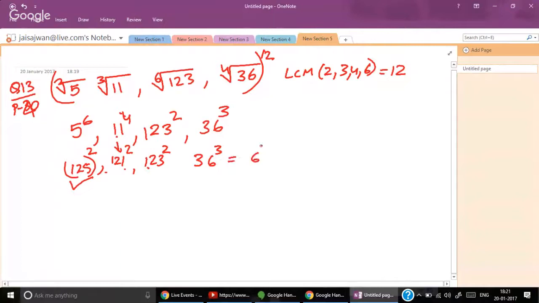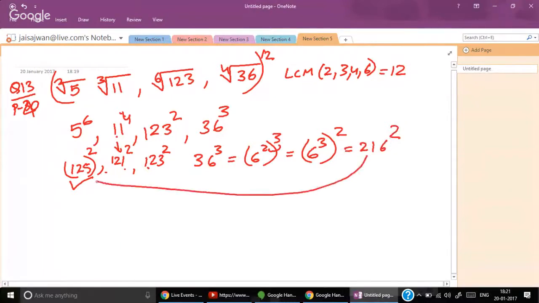Can I write it as 6 square to the power of 3? Or I can say it is 6 cube to the power of 3. I can interchange these two values, and 6 cube is 216 square. So tell me which one is larger value, 125 square or 216 to the power of 2? Of course it is 216 to the power of 2. So my answer will come out to be 4th root of 36, and that is option number D.